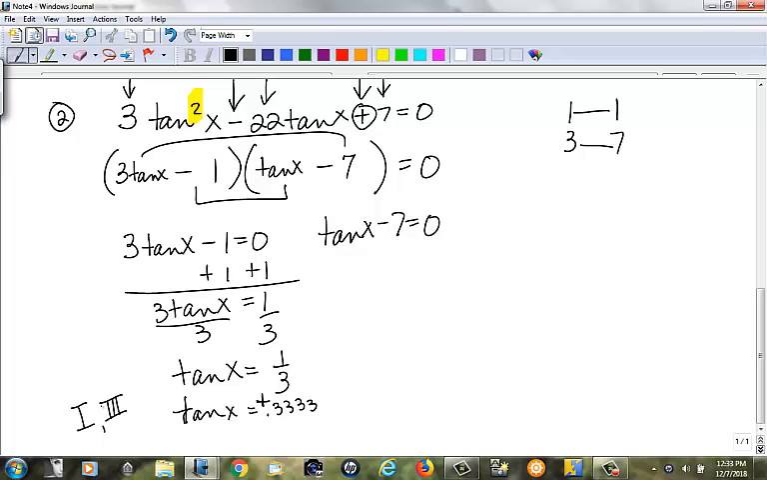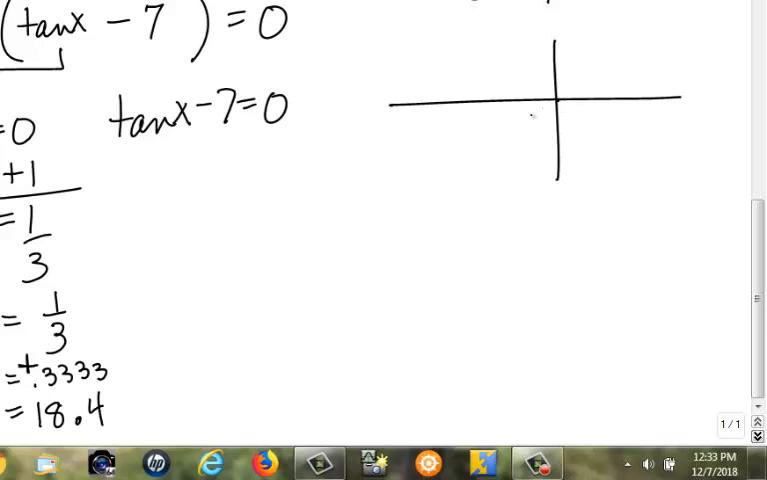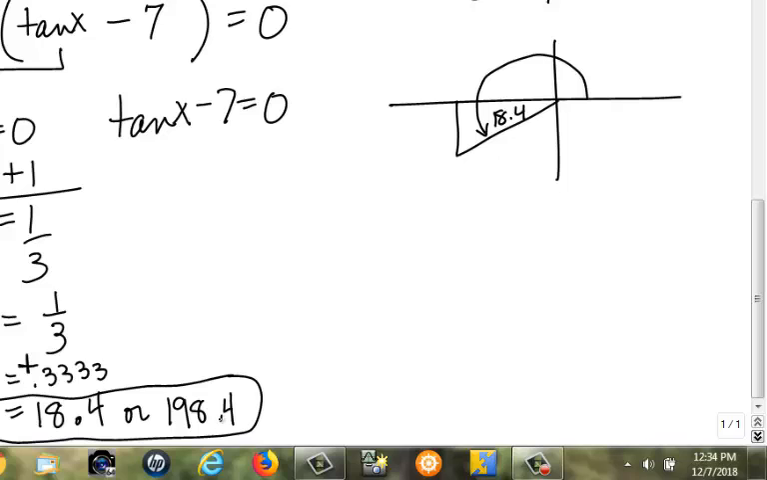Okay, so you know the value of the function. You don't know the angle, so do inverse tangent of that answer. I get the answer 18.4. So that takes care of quadrant 1. Then you have to draw the picture for quadrant 3. So if this is 18.4, you have to get the angle that gets you there. So add 180, and our other answer is 198.4. So those are 2 answers for that part.